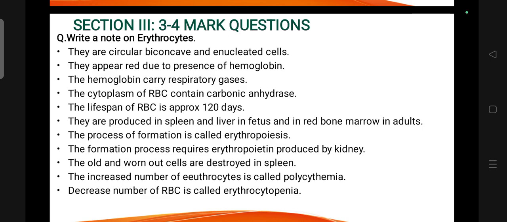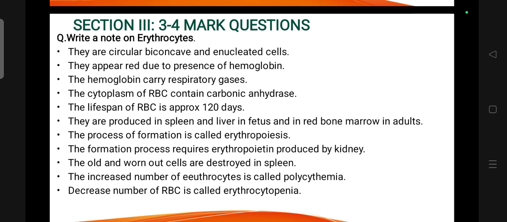Write a note on erythrocytes. They are circular, biconcave and enucleated cells. They appear red due to the presence of hemoglobin. The hemoglobin carries respiratory gases. The cytoplasm of RBC contains carbonic anhydrase. The lifespan of RBC is approximately 120 days.